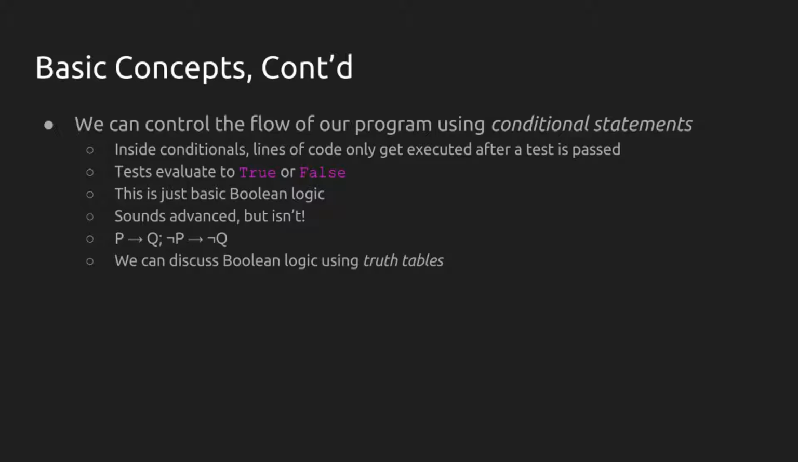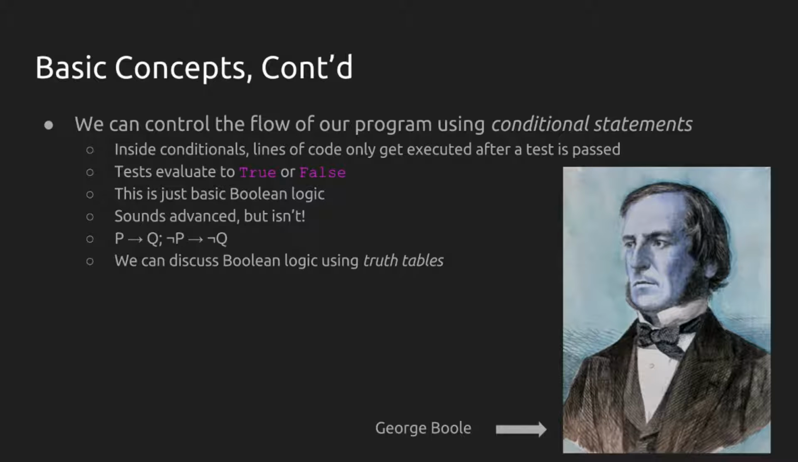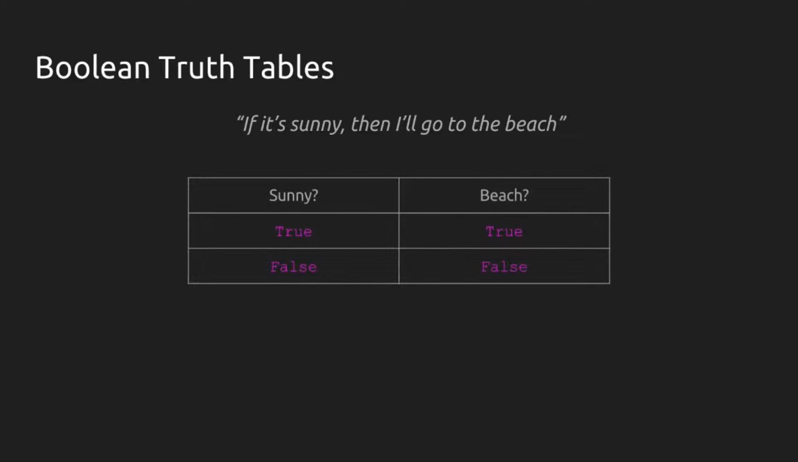It's a little bit easier to see using something called truth tables. And by the way, we call this Boolean logic because it's named after George Boole, the English mathematician and logician who created the formalized Boolean logic. So here's a very simple human sentence: if it's sunny, then I'll go to the beach. So if we were to create a Boolean truth table for this sentence, we would have two columns, sunny and beach. Sunny being the premise and beach being the consequence. So as you can see, if it is the case that it's sunny, if sunny is true, then we will go to the beach. That's true. But if sunny is false, then we won't go to the beach.